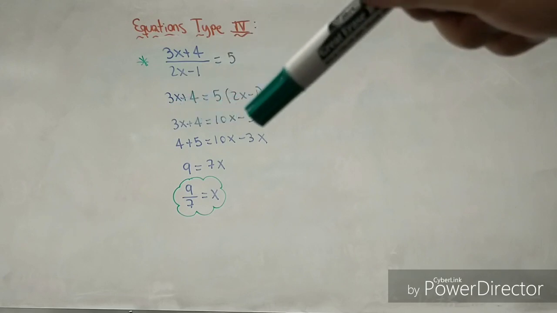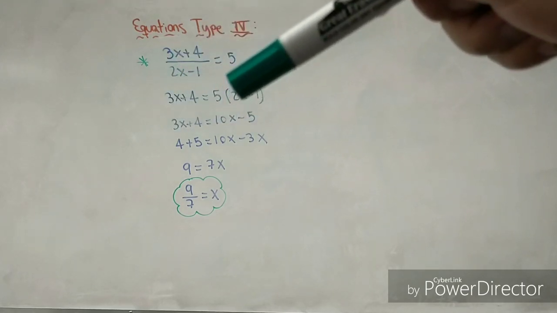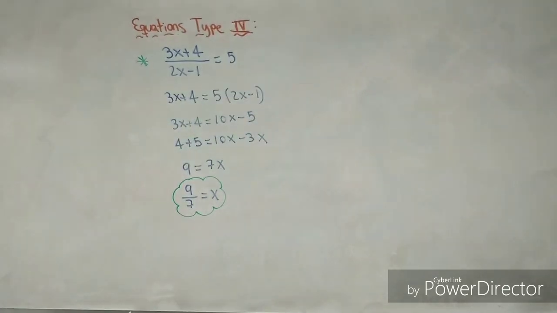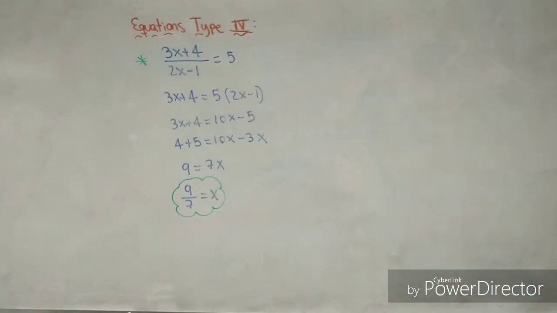And then after this, we bring everything that has an x to one side and everything that doesn't have an x to the other side. In this case, we're bringing everything that has an x to the right side, and everything that doesn't have an x to the left side. You can do either way.